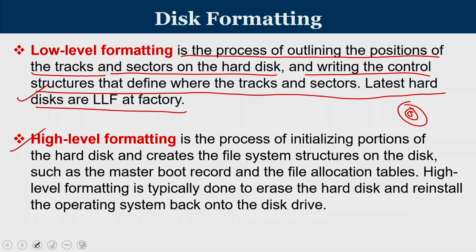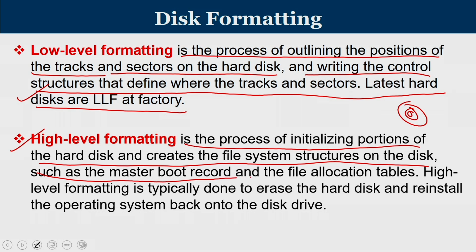And what we do in terms of general formatting, when we talk in our colloquial language, is called high level formatting. It is a process of initializing portions of the hard disk and creating the file system structures on the hard disk, such that the master boot record and the file allocation tables are all kept. High level formatting is typically done to erase the hard disk and reinstall the operating system back onto the disk drive.